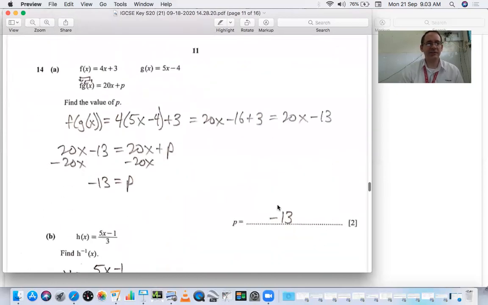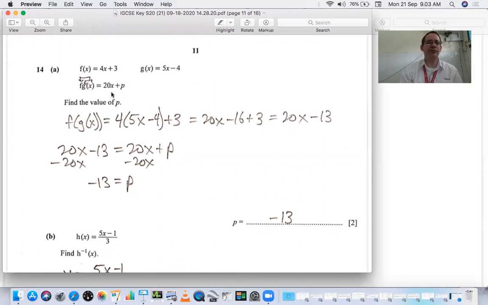Moving on to functions, here we have a composite function, f of g of x, meaning we put our g of x into f. So we put the 5x minus 4 into the f function, which gives us 4 times the 5x minus 4. Don't forget the plus 3 at the end.